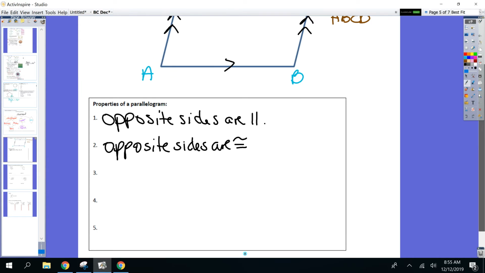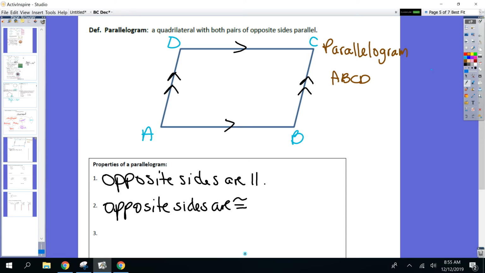And let's go back up to our diagram. Let's mark some hash marks on here. Opposite sides are congruent. Perfect. All right, got 2 more to go. Matt, what do you think? Opposite angles are congruent.